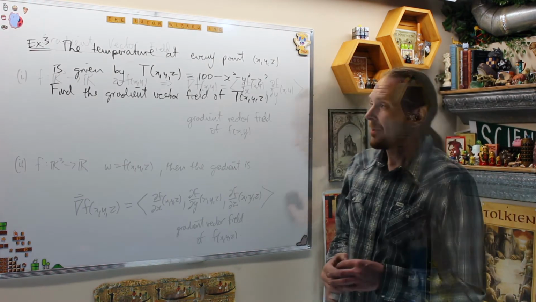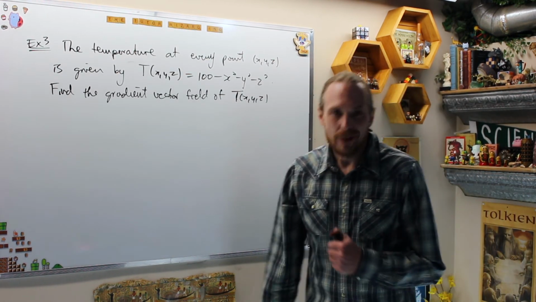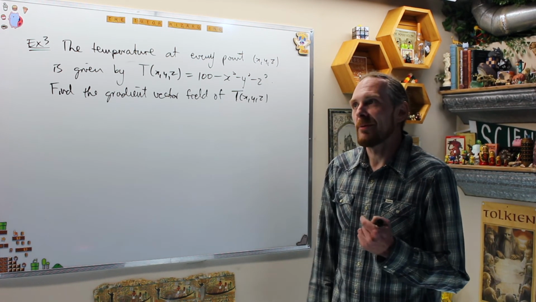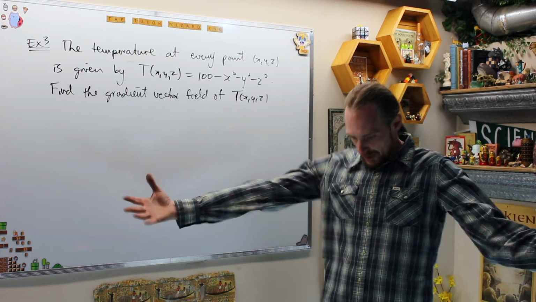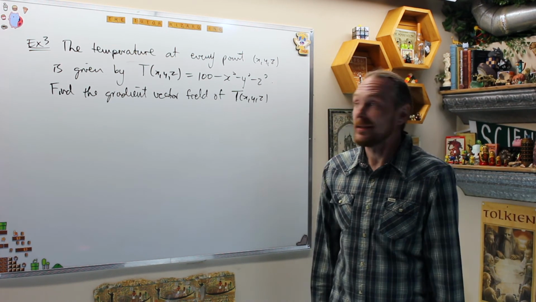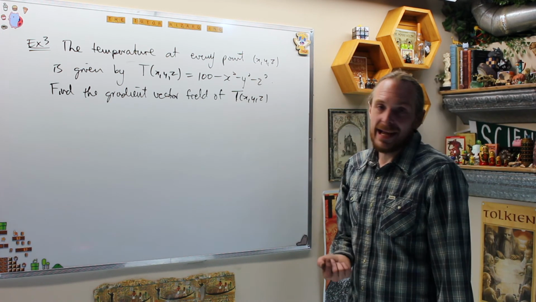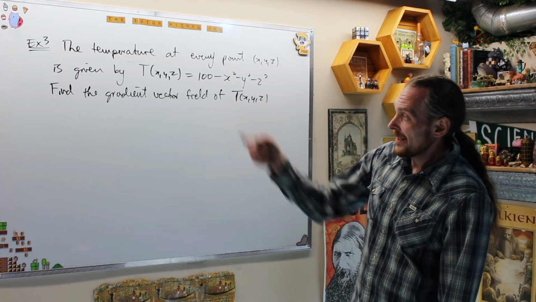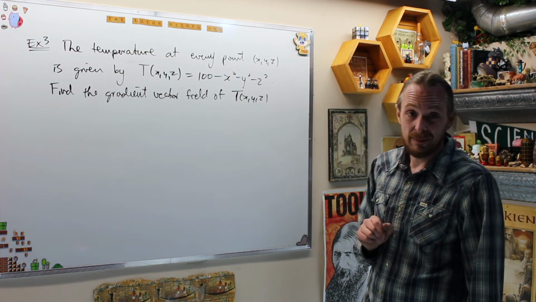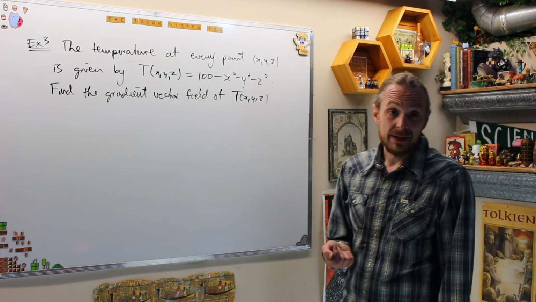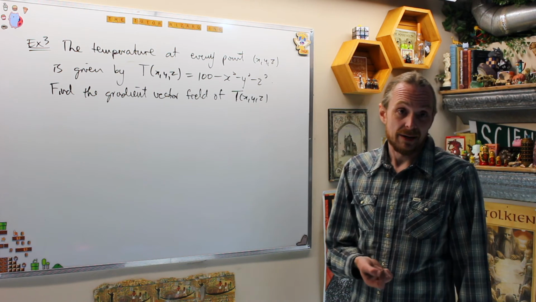Let's do an example. Okay, our last example of gradient vectors over R3. Again, now we're really going to want to talk about vector fields in 3 space because that's where physics actually happens, in 3 space and time. At every point in space, we've got a temperature, which is given by T of x, y, z is 100 minus x squared minus y squared minus z squared. It wants us to find the gradient vector field of this function, which shouldn't be too hard to calculate.